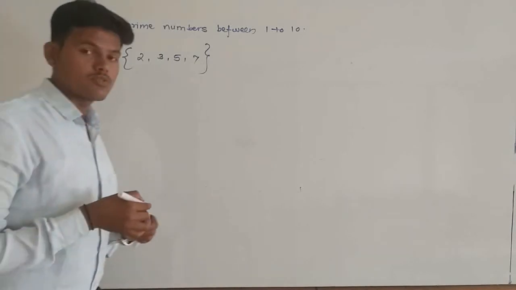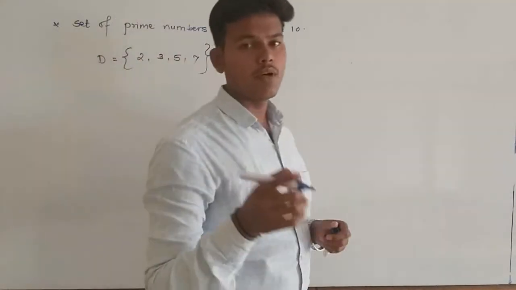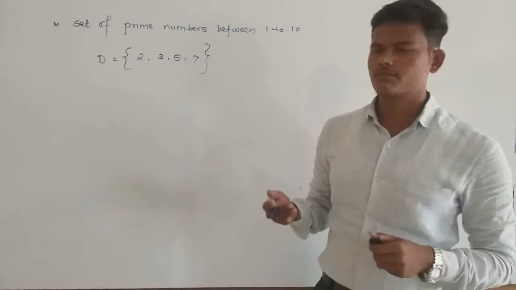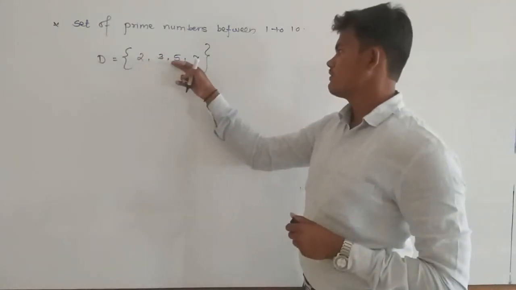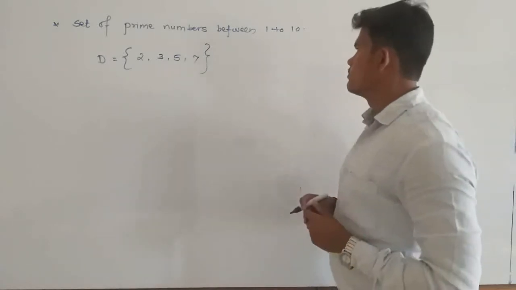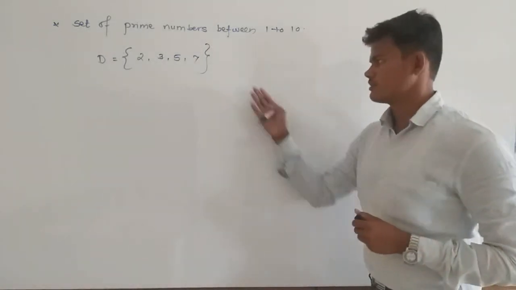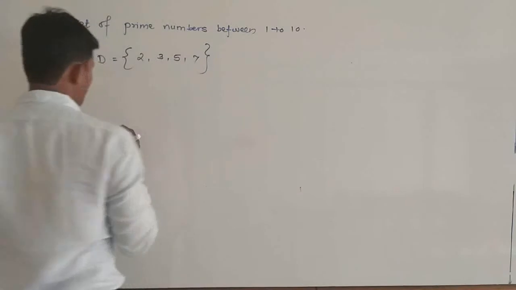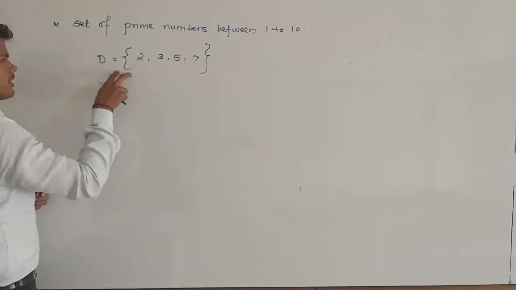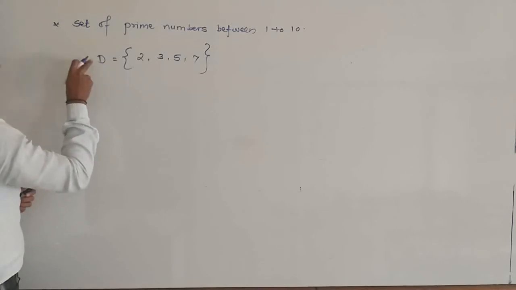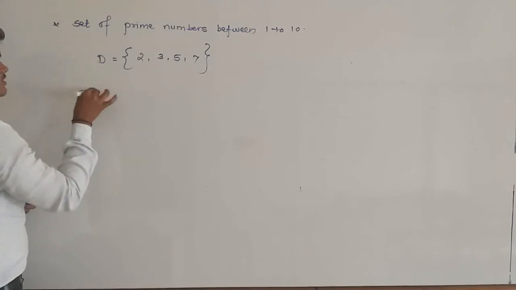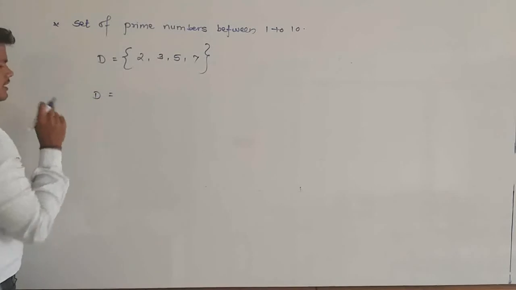So prime number means what? The numbers which are divisible by 1 or itself are called prime numbers. So our first prime number is 2. So 2, 3, 5, 7 are the prime numbers between 1 to 10. So this is our listing method. Now we have to write this set by using the rule method. As we have already defined the name of set as D, by using the rule method we again write its name as D.